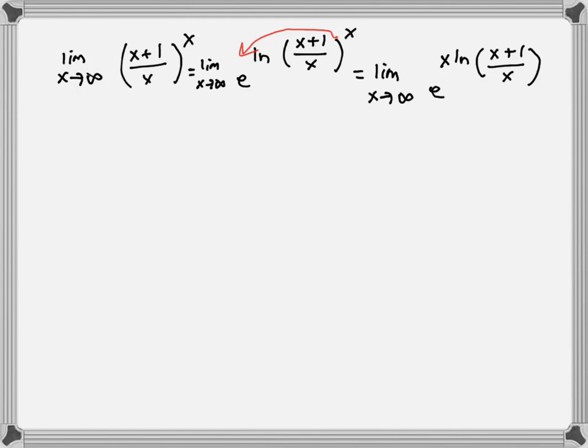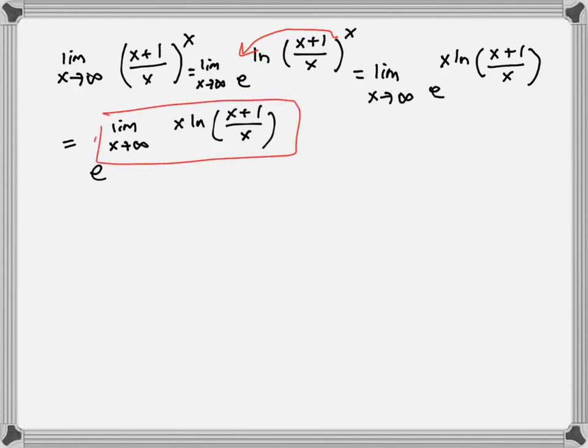So what do we do now? Well, the trick when you learn this in Calc 1 is to write it this way, right? The limit of e to the something is really e to the power of the limit as x goes to infinity of x ln of (x + 1 over x). So we're going to do this limit now separately.